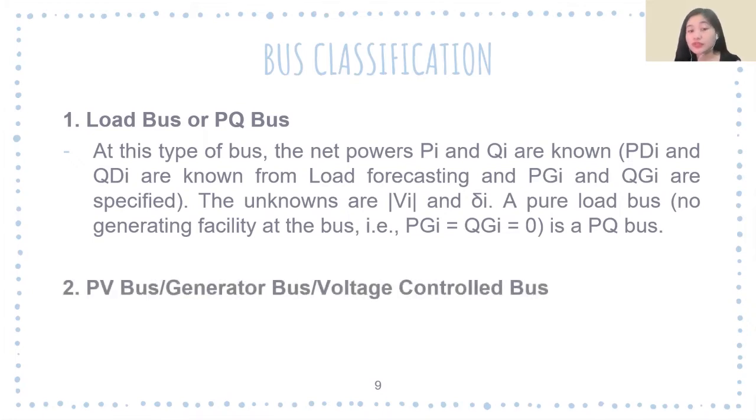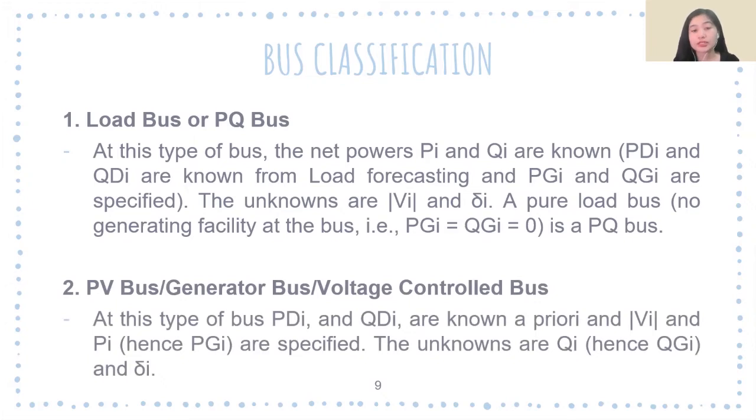Next would be our PV bus, or our generator bus and voltage controlled bus. From the term itself, voltage controlled bus, it is a type of bus wherein the controlled variable, or the variable that is constant, is our voltage. So for this type of bus, the real power and the voltage magnitude are specified, and the unknowns would be the reactive power and our phase angle.